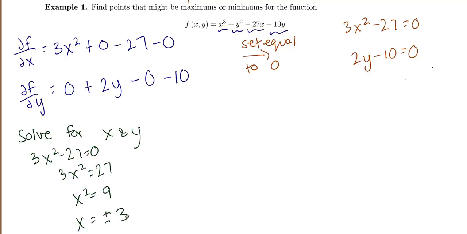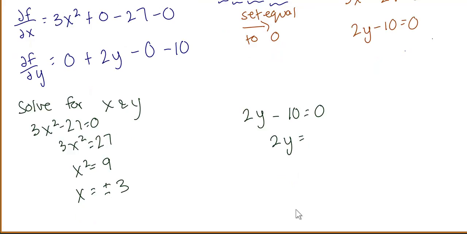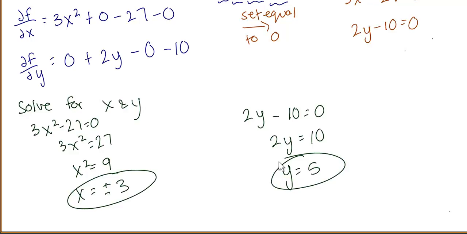Okay. Now let's look at my other equation. It only had a y, so let's use that equation to solve for y. So we get 2y equals 10. Sorry, I keep skipping ahead. And y equals 5. Okay. So we know what x is, we know what y is. Now notice there's something interesting here. There are two x values.